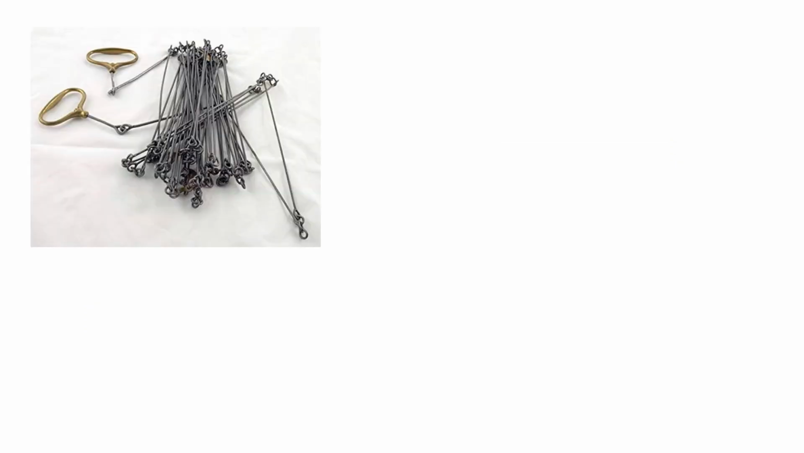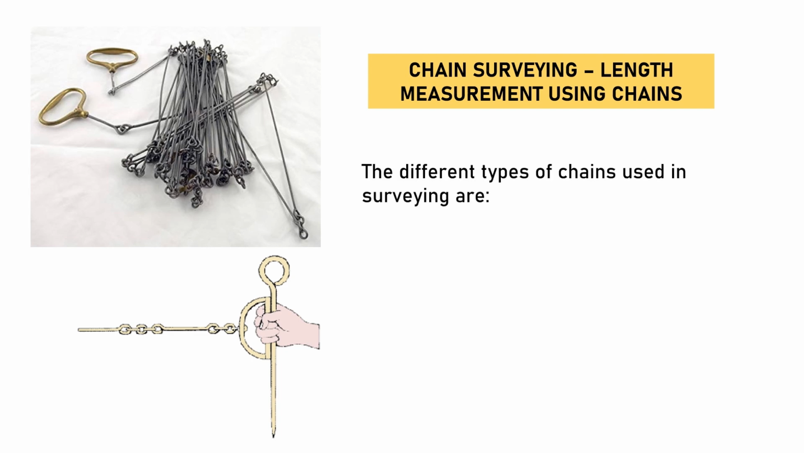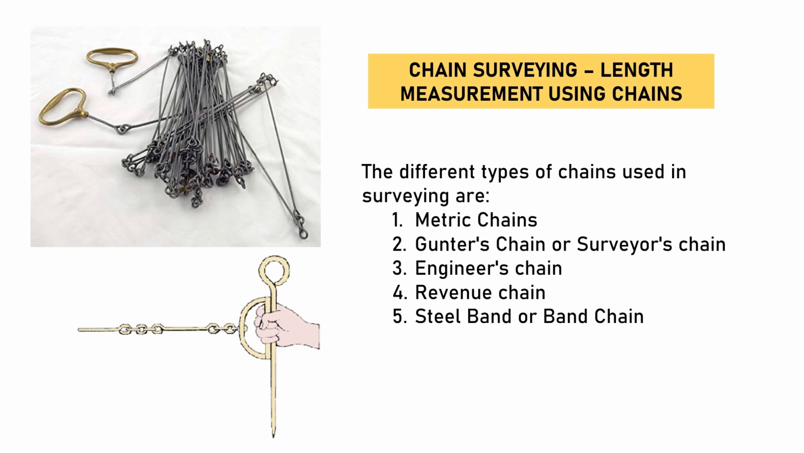In civil engineering, one of the most common methods of measuring length is chain surveying. This method involves using chains to measure distance. There are various types of chains, such as metric chains, Gunter's chain or surveyor's chain, engineer's chain, revenue chain, and steel band or band chain. The most common type is the Gunter's chain or surveyor's chain. Let's study the measurements and units based on these chains.